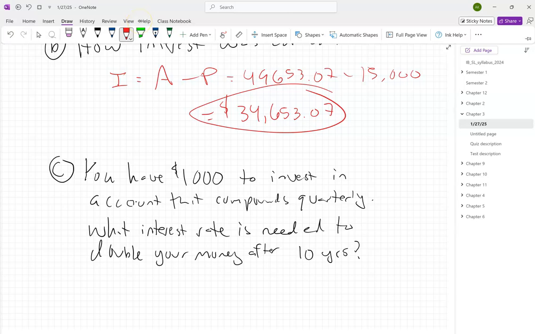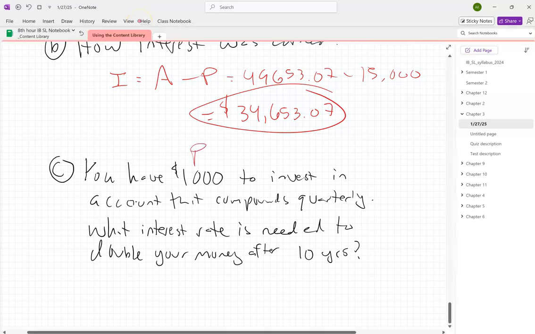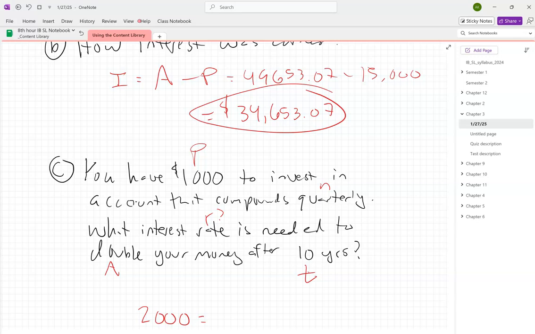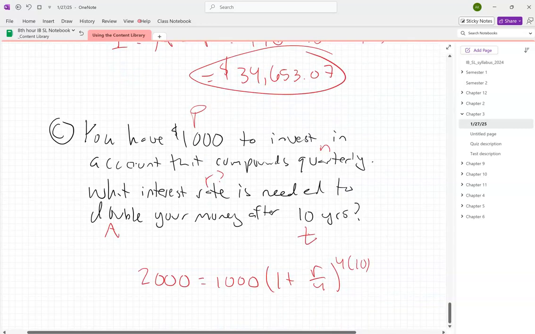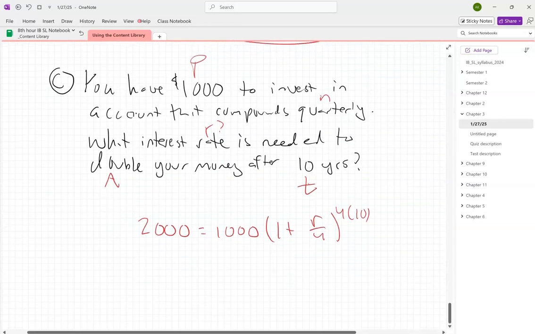So again, compound interest formula. That's my principal. That's my N. Double is my A. T is my time. And R is what we're going to be searching for. So we have 2,000 equals 1,000 times (1 plus R over 4) to the 4 times 10. We're just going to be solving this equation now for R. To do that, we'll divide both sides by 1,000.